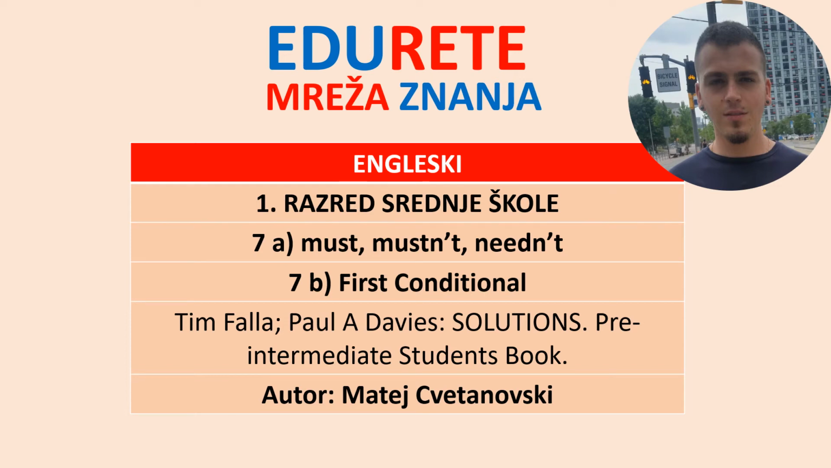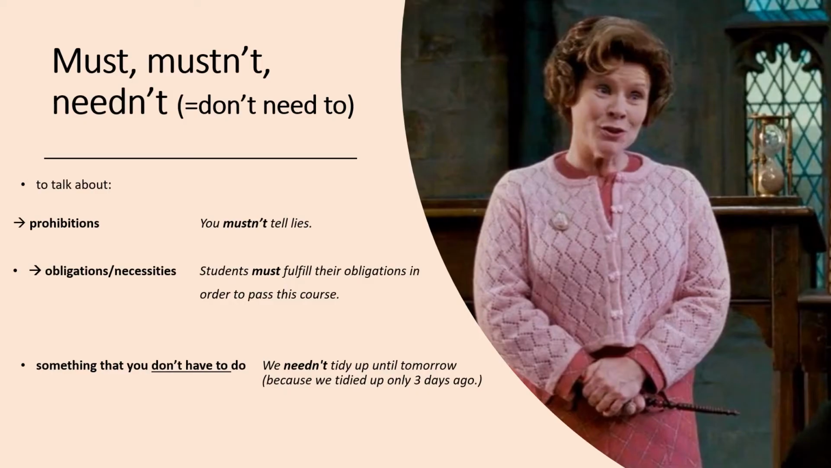Hello students, once again. In this video we are going to cover must, mustn't and needn't and the first conditional. So must, mustn't and needn't, which is a shortened version of don't need to, are used to talk about prohibitions, obligations and things that you don't have to do but you might do.